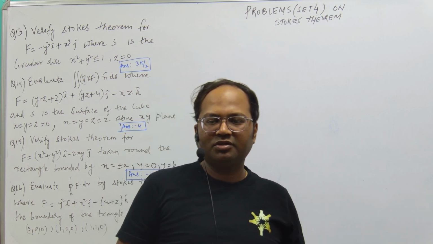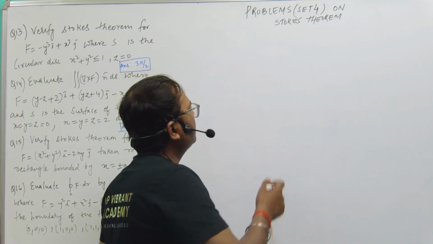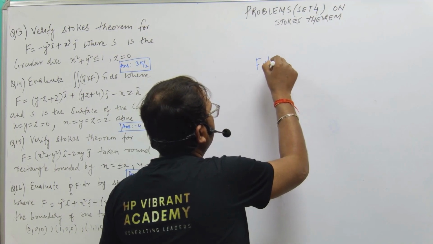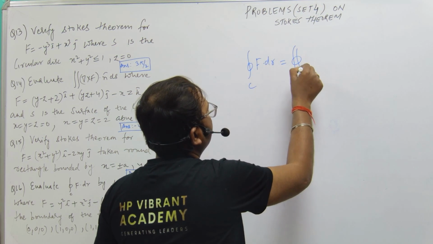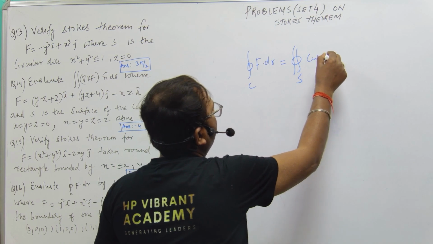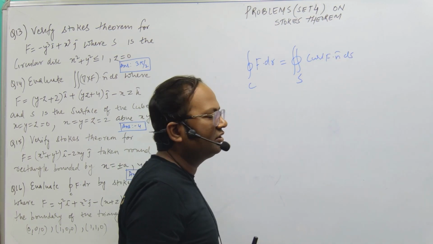What we have seen in the previous set of lectures is that the basic expression for the Stokes theorem is the integral of f dot dr along the curve C is equal to the surface integral along the surface S of curl of f dot n cap into ds. So this is the basic expression for the Stokes theorem.